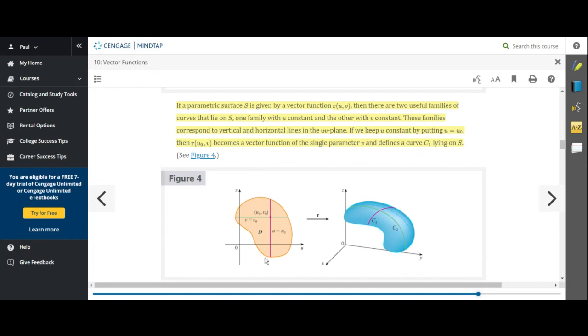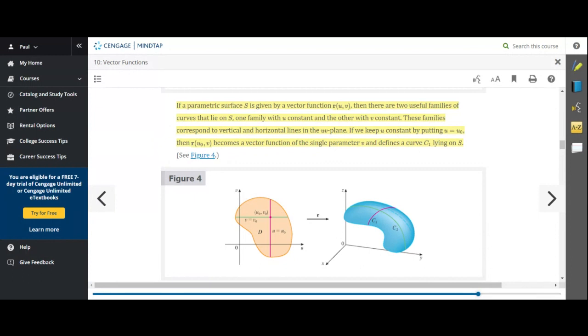On the other hand, if you were to hold U constant and let V vary, you would get that vertical line segment there in region D, and that would correspond to the red space curve on the parametric surface on the right. You see, when you're holding one of your parameters constant, your vector function is a function then of just one variable, just like R of t.